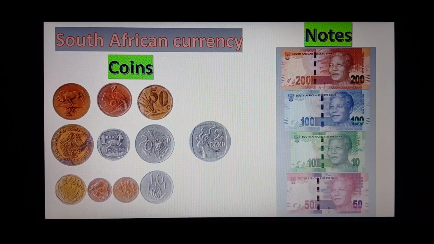Their notes used to have a 1 rand note, a 2 rand note, and then a 5 rand note. Those have all been made obsolete, replaced by coins, and so they start at a 10 rand note, and they have a 20 rand note, a 50 rand note, a 100 rand note, and a 200 rand note.